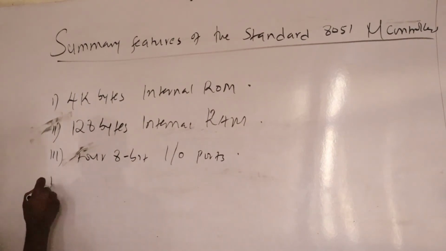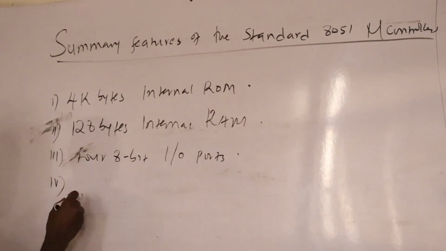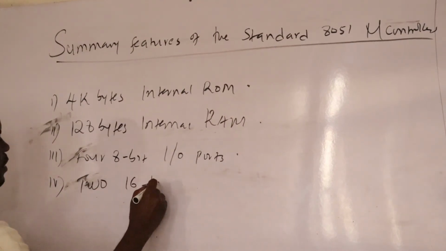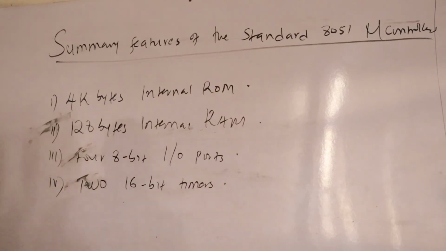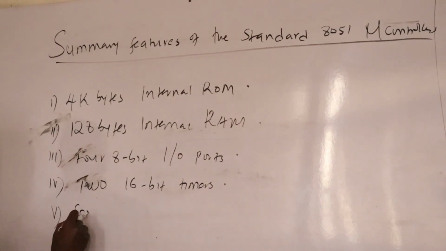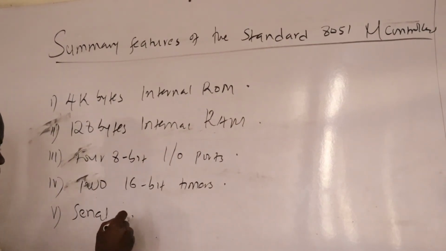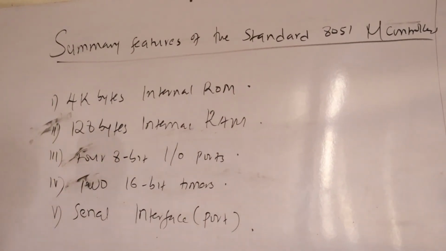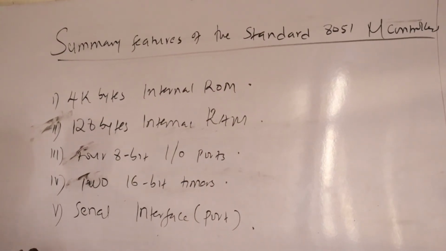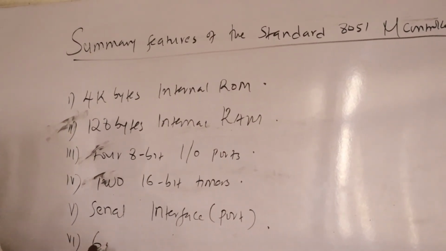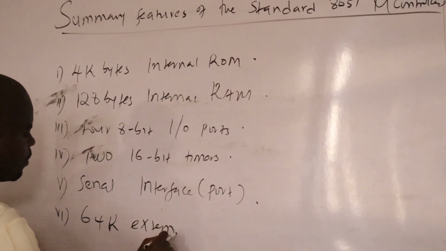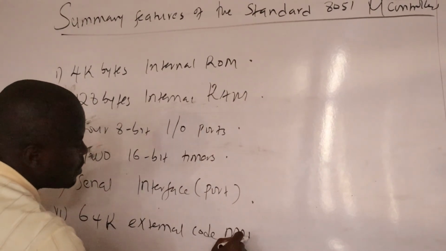We also have two 16-bit timers. We also have a serial port, or we can call it a serial interface. We can also talk of a 64 kilobyte external code memory space.